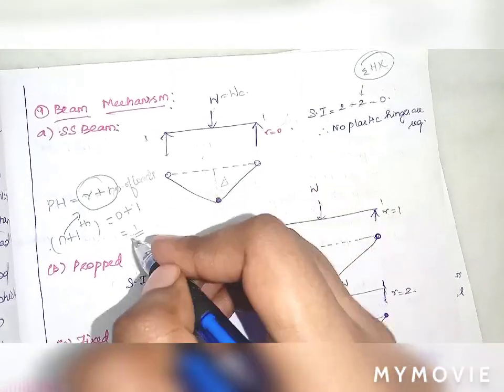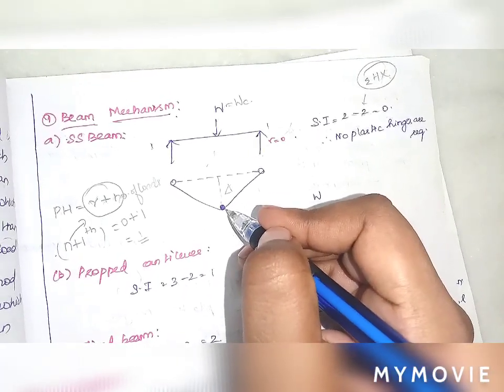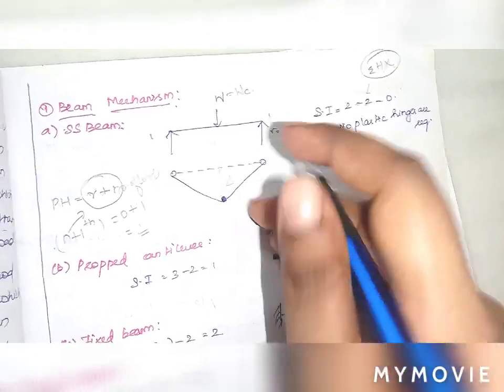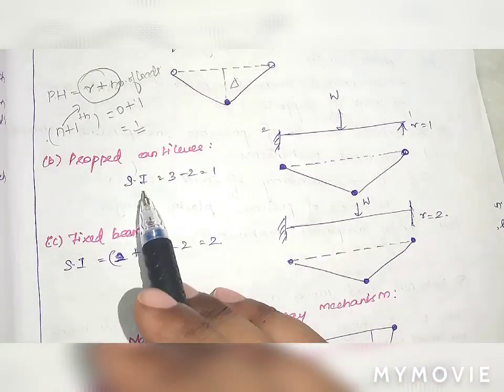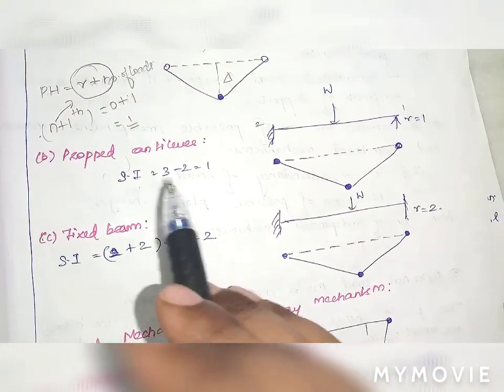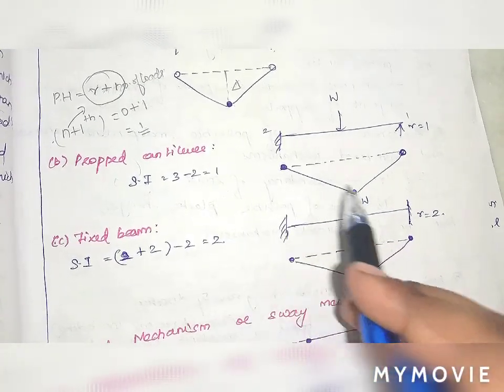So this one plastic hinge will occur where the bending moment is maximum, that is at the point of the load. Okay. So the next thing, propped cantilever. So propped cantilever, degree of indeterminacy is equal to 1. So 1 plus number of loads is equal to 2. So 2 plastic hinges are there.